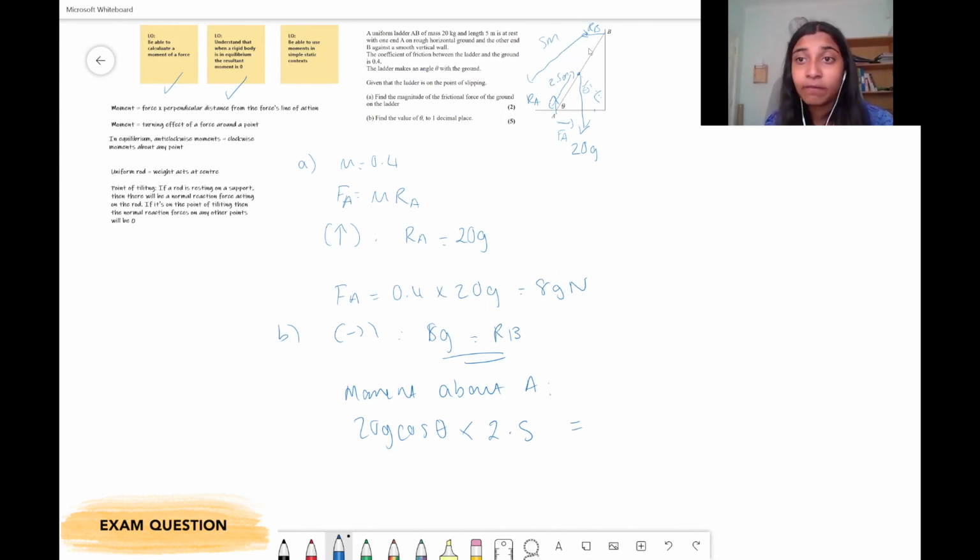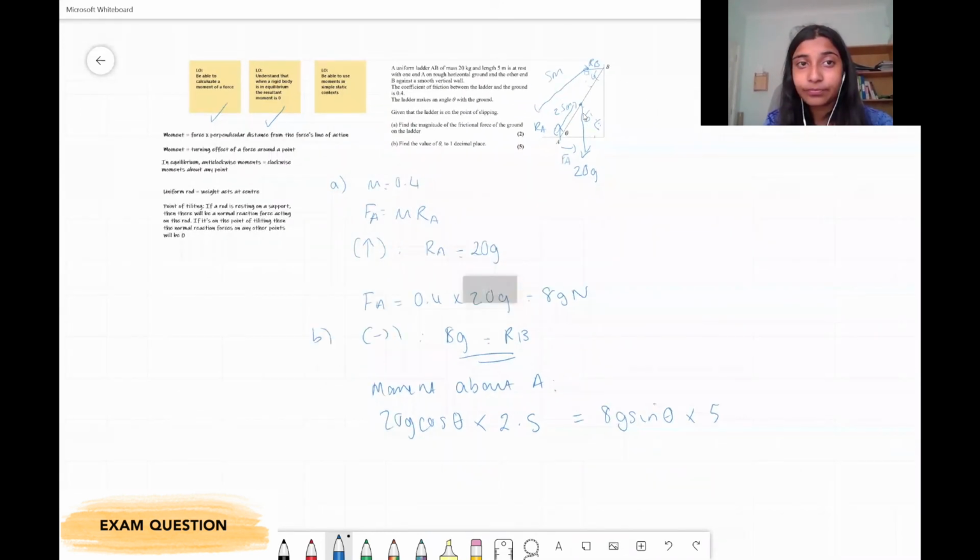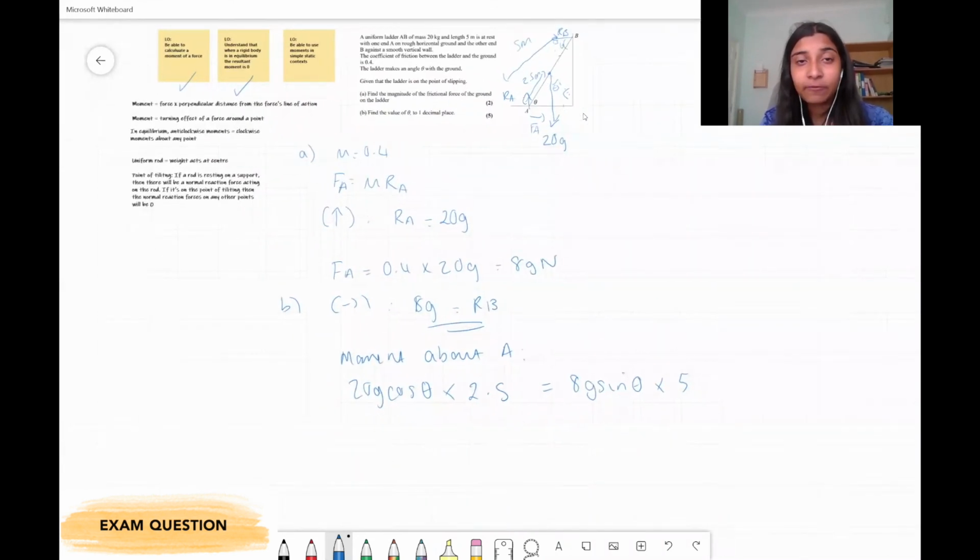So again, we want to find our perpendicular force. This would be our angle here. So we want this bit, which would be RB sine theta. So we can say that's equal to RB, which we found is 8g sine theta, times our distance from A, which is just 5.